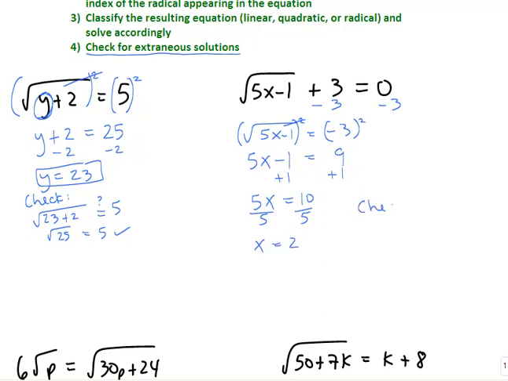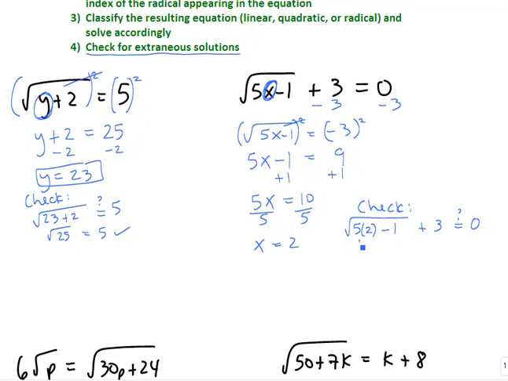Now if I check, we're going to check back into the original equation, so we're going to be putting our 2 right here where this x is. So this will become square root of 5 times 2 minus 1 plus that 3, and we're trying to see if this is going to equal 0.